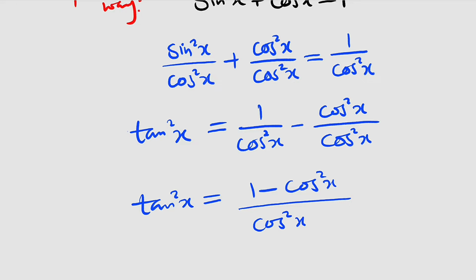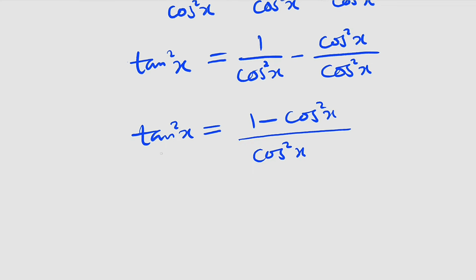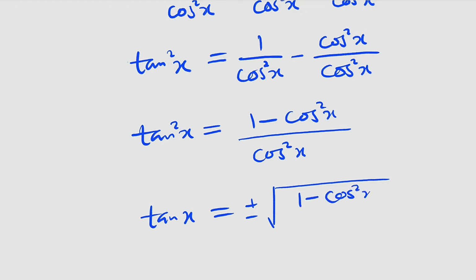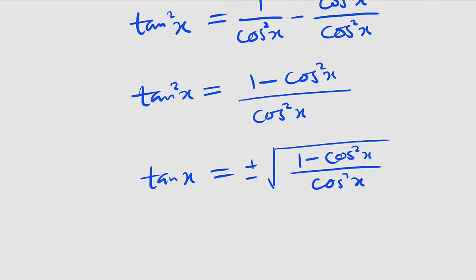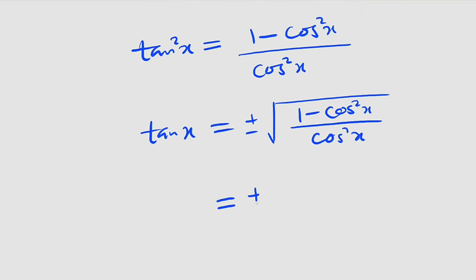So from here we can take the square root of both sides in order to have only tan to the left hand side. So if you take square root of the left hand side, you're going to be left with only tan x, and this is equal to plus or minus the square root of 1 minus cos squared x divided by cos squared x. But we can simply find the square root of cos squared x in the denominator. So therefore this becomes plus or minus the square root of 1 minus cos squared x divided by cos x.